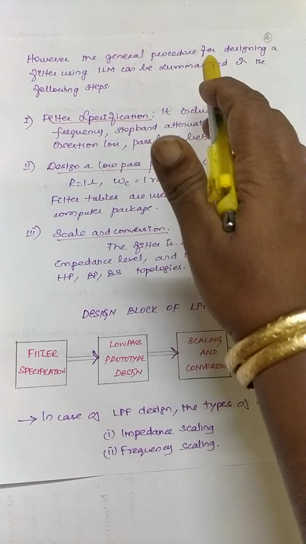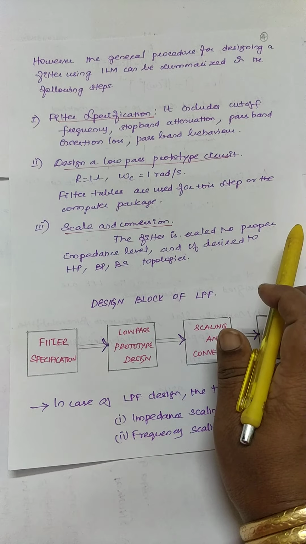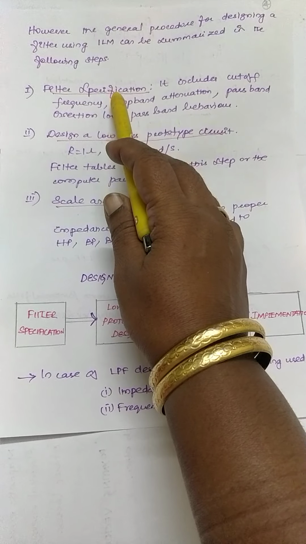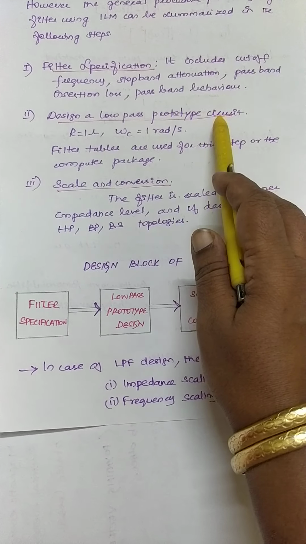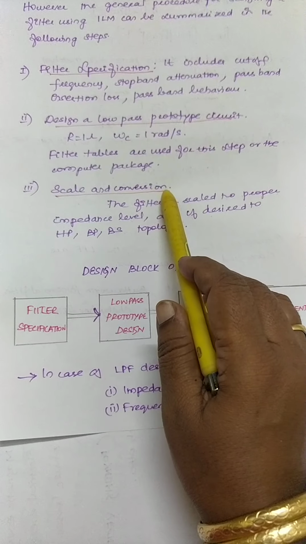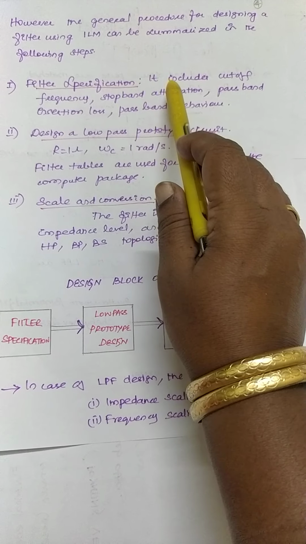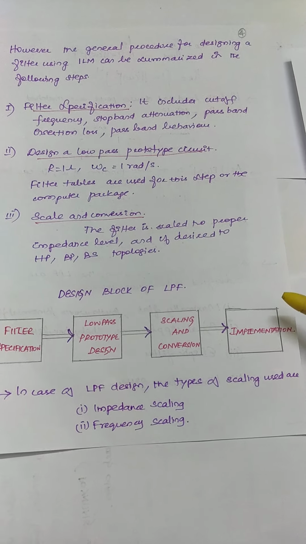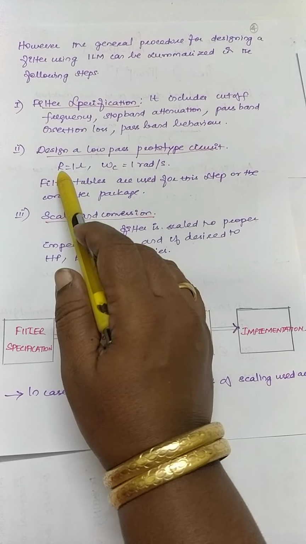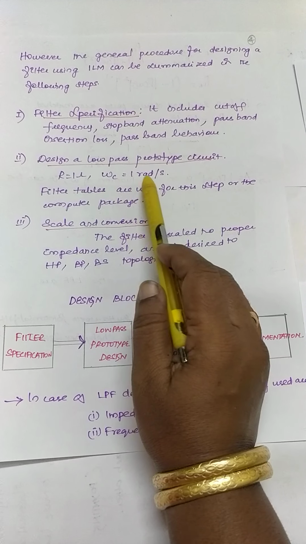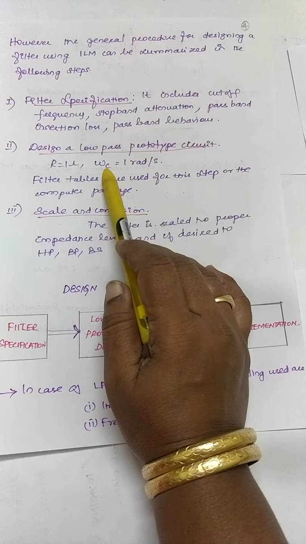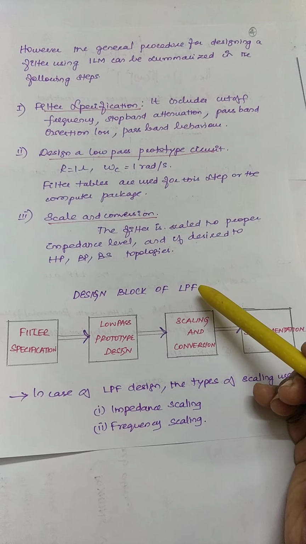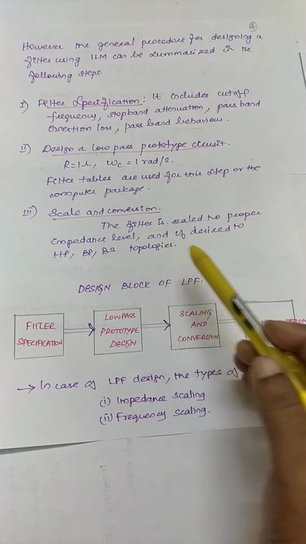Now we have the general procedure for designing the low pass filter using the insertion loss method. The three steps involved are the filter specification, designing a low pass prototype circuit, and scaling and conversion. The filter specification includes the cutoff frequency, stop band attenuation, pass band insertion loss and the pass band behavior. In the low pass prototype circuit, we set R equal to 1 ohm and omega C equal to 1 radian per second, omega being the angular frequency. Filter tables can be used for this step, or you can use a computer package. Then the third step is the scaling and conversion.